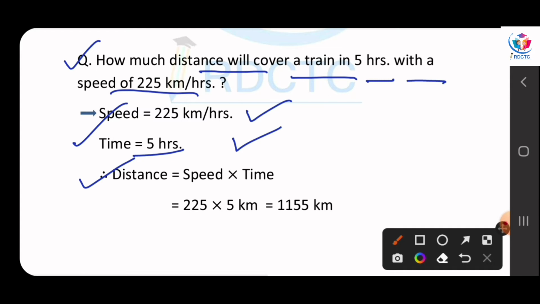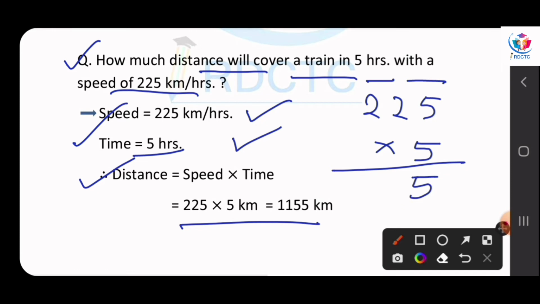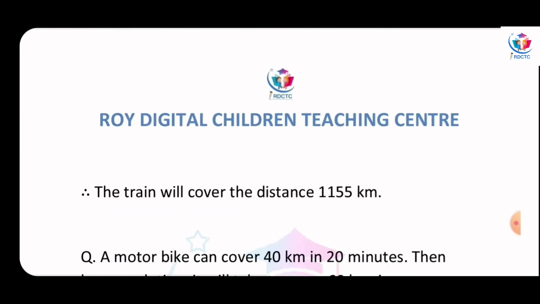Now we multiply them. 225 into 5, 5 5s are 25, we carry 2 here, 5 twos are 10 plus 2 is 12, we carry 1 here, 5 twos are 10 plus 1 is 11. Okay, here we got our answer, that is 1125 kilometers, right? Okay, let's see our next question.